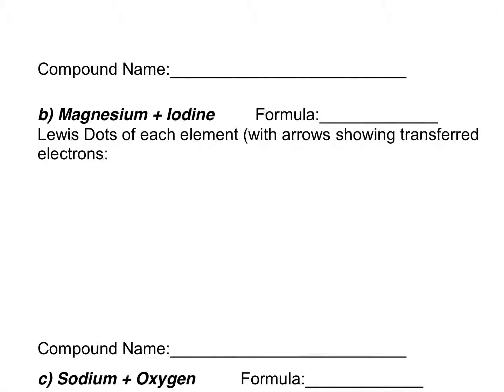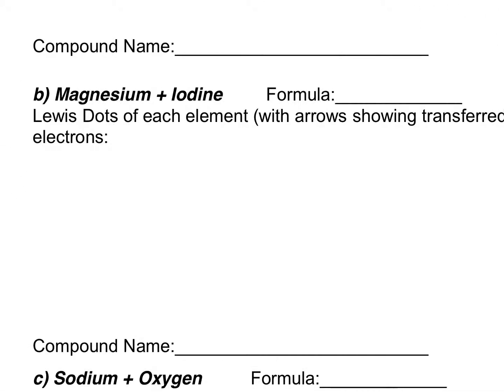Magnesium with iodine. Well, my first step was to write the formula. My formula for magnesium, Mg with iodine, I. Magnesium has a 2+ charge, iodine has a 1- charge, meaning I need 2 iodines to balance out the 1 magnesium. The next step is to do the Lewis dot of each, and then use an arrow to show the transfer. So I need 1 magnesium and 2 iodines.